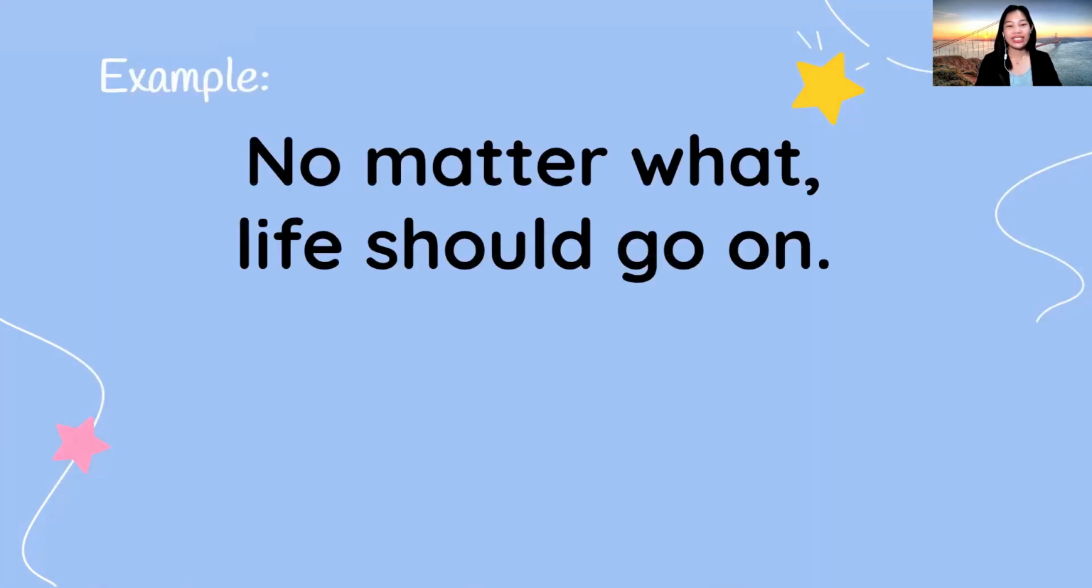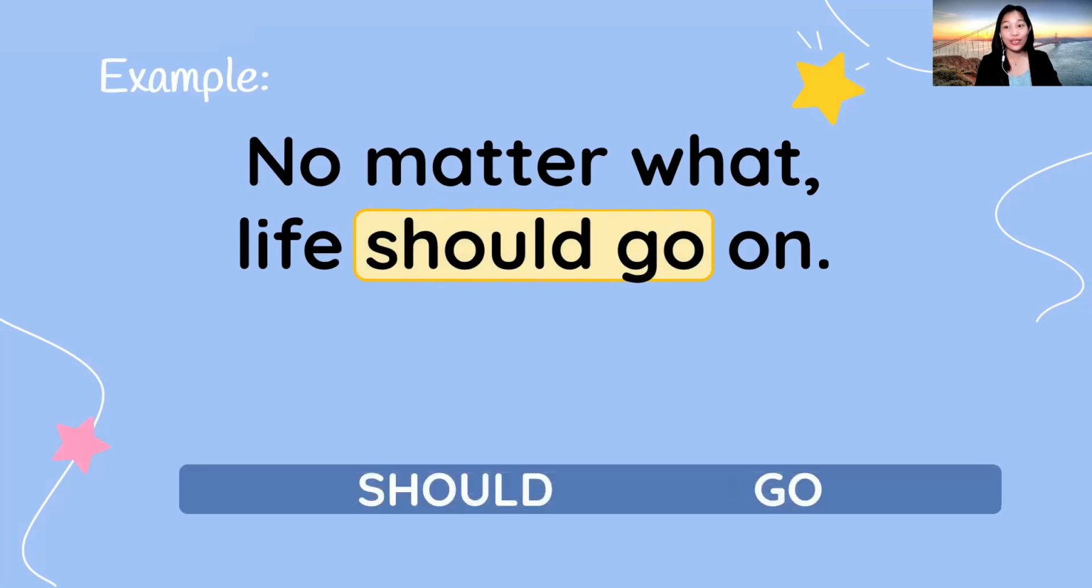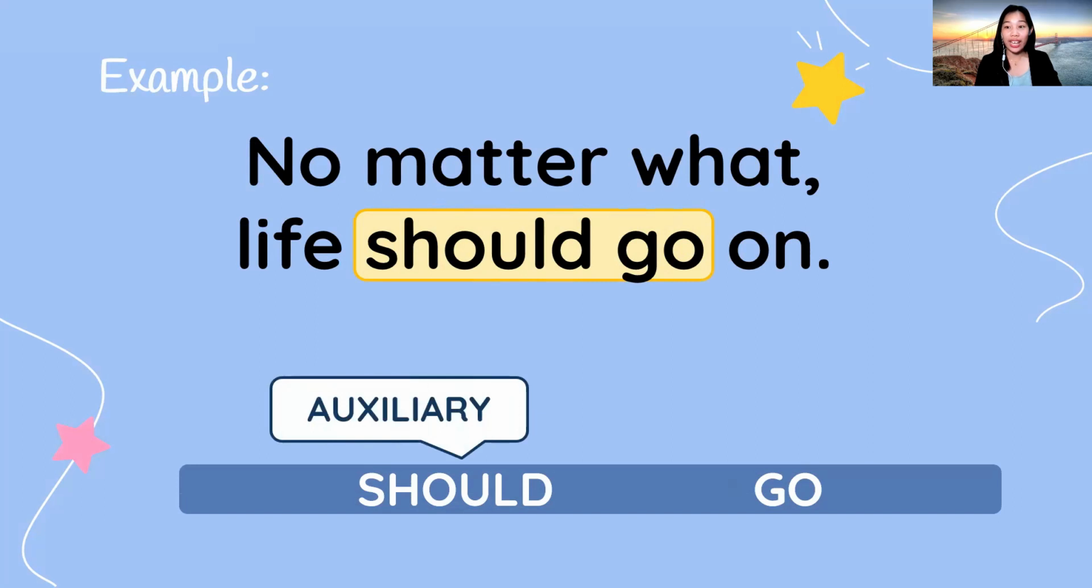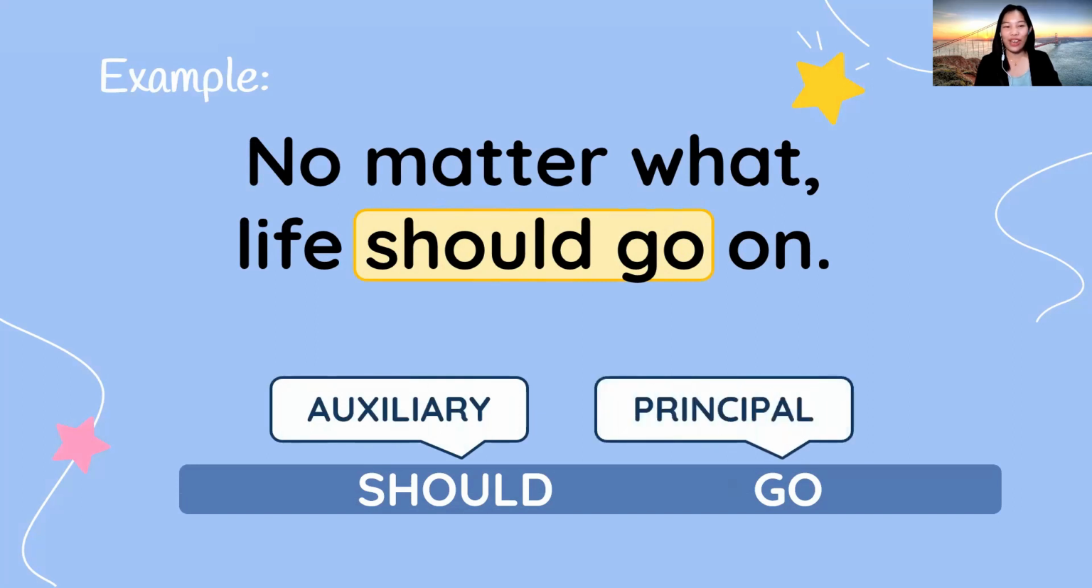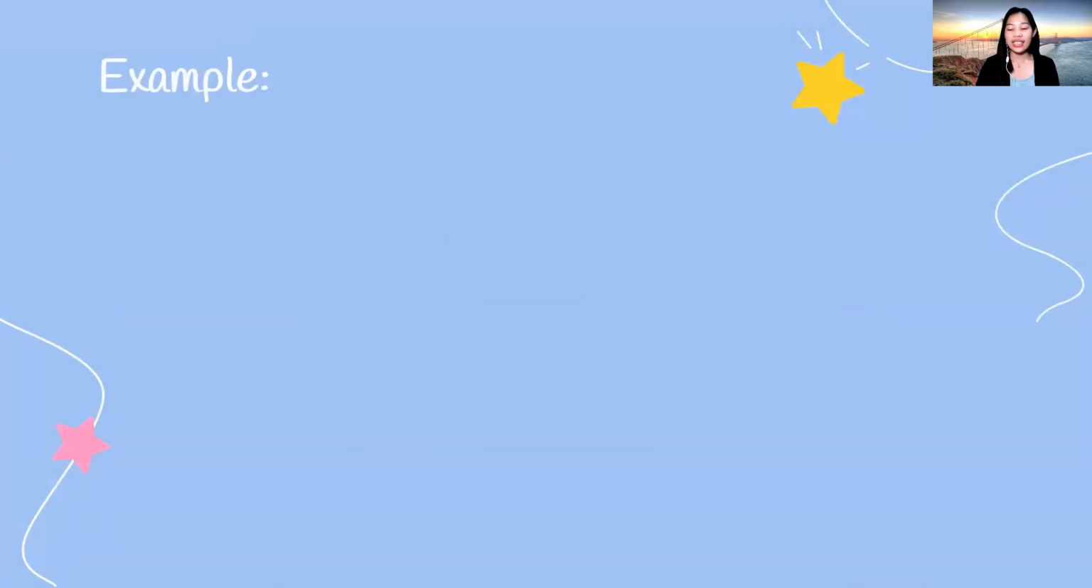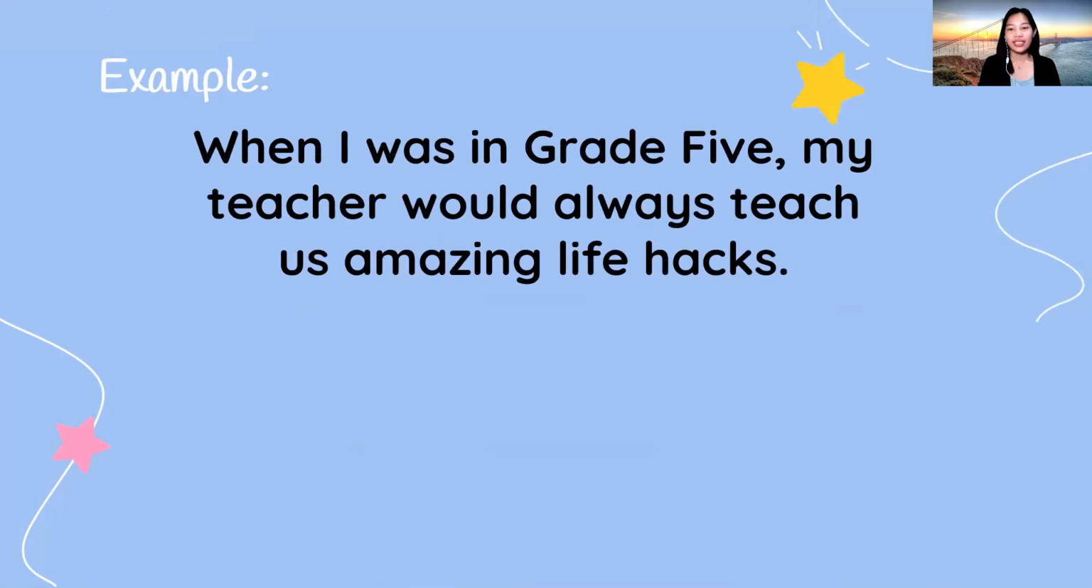Next one. In this sentence, which is the verb phrase? Correct. Should go. And this verb phrase is also composed of two parts. So which is the auxiliary one? Should. And the principal one is go. Very good. Last example, kindly read.